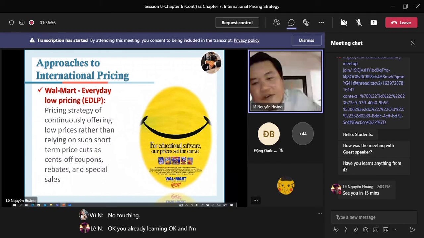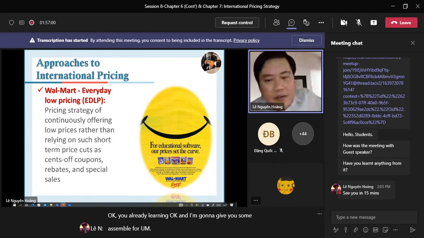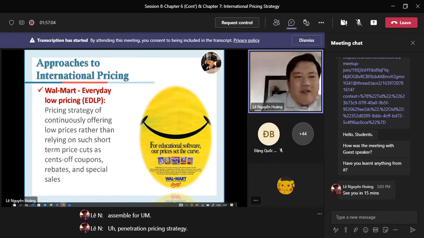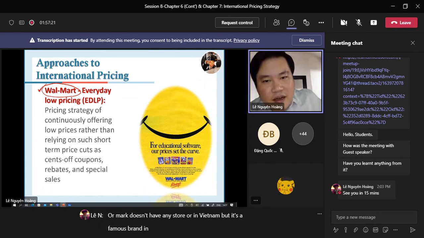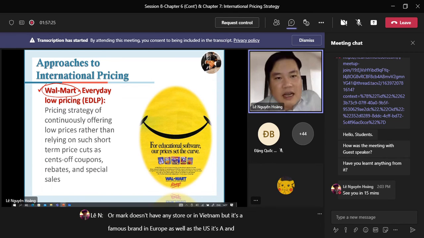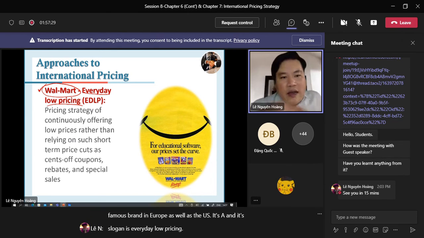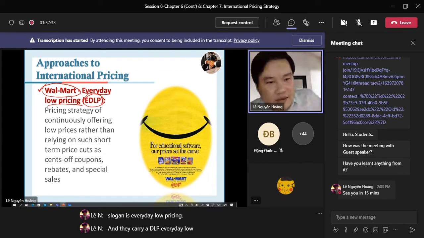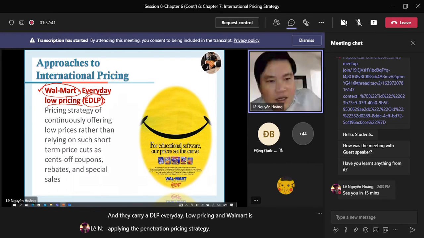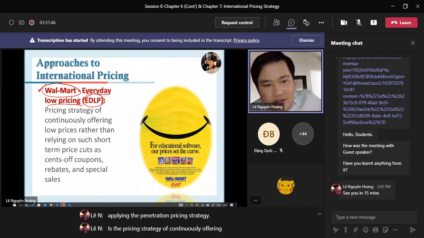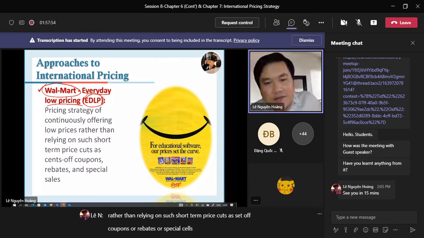I'm gonna give you some examples of the penetration pricing strategy. Have you ever heard of Walmart? Walmart doesn't have any store in Vietnam, but it's a famous brand in Europe as well as the US. Its slogan is everyday low pricing, they call it EDLP. Walmart is applying the penetration pricing strategy. It's the strategy of continuously offering low prices rather than relying on short-term price cuts such as coupons or rebates or special sales.